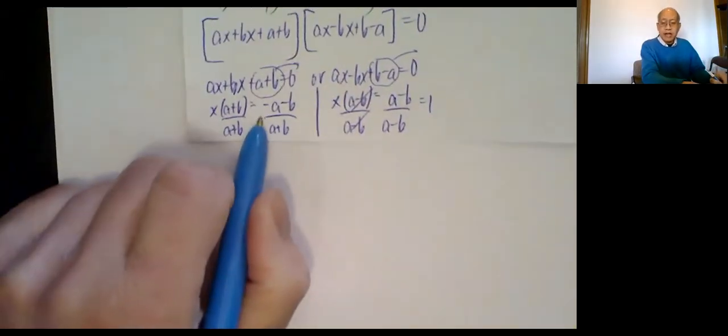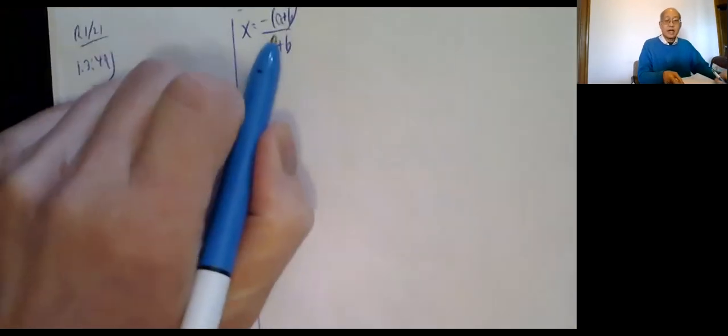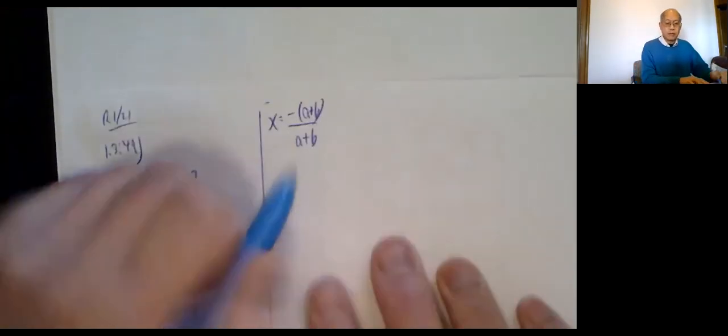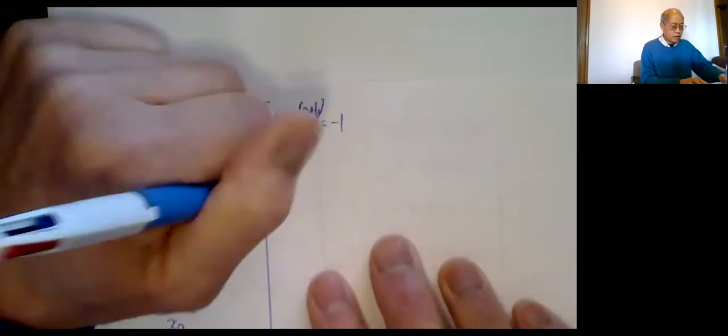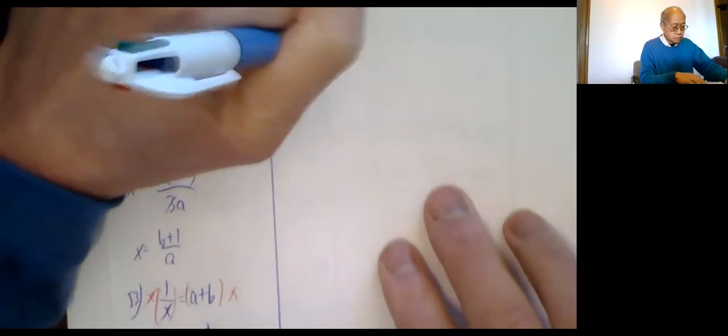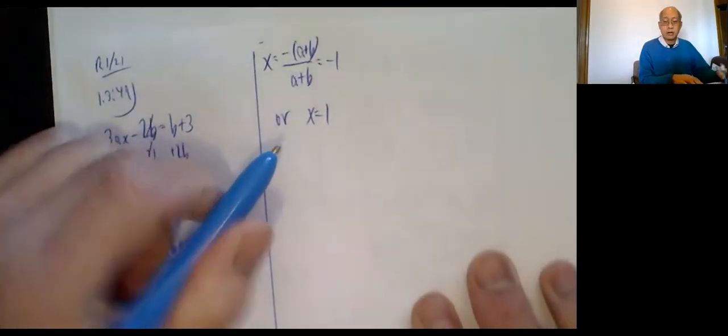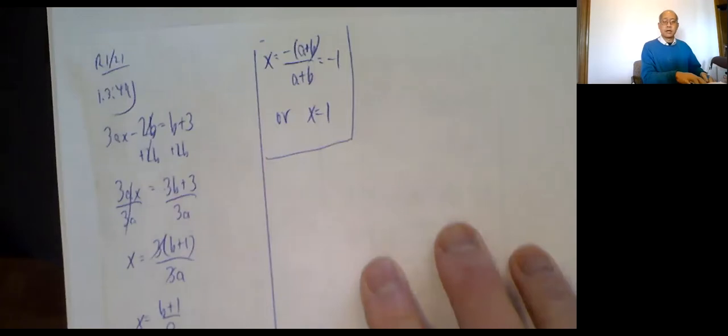Like that. Okay, so if I factor out a negative 1, it's negative a plus b over a plus b, and that's equal to negative 1. Or in this case, x is equal to 1. Okay, so I have two solutions. The two solutions are negative 1 and positive 1. And there we go.